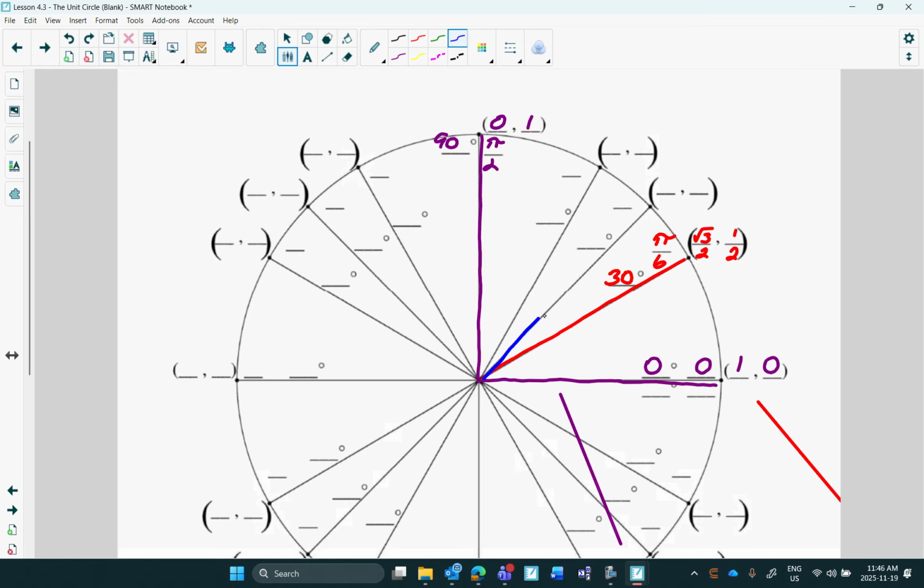And we did 45 degrees. How many radians? Pi over 4. We got the same two values, root 2 over 2 for both. And finally, we discovered 60 degrees, which is how many radians? Pi over 3. We got the reverse of 30 degrees, pi over 6. So we got 1/2, root 3 over 2.